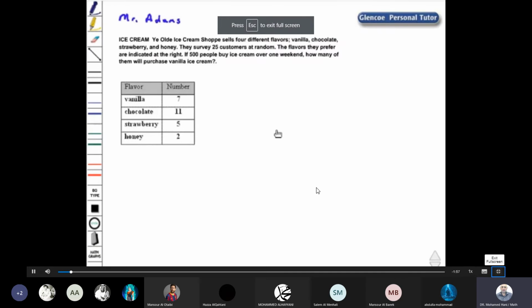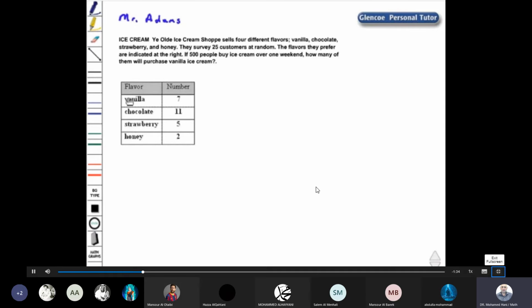Hello, I'm Mr. Adams. We're going to use sampling to predict. Ice cream. Ye Old Ice Cream Shop sells 4 different flavors: vanilla, chocolate, strawberry, and honey. They survey 25 customers at random. The flavors they prefer are indicated at the right. If 500 people buy ice cream over one weekend, how many of them will purchase vanilla ice cream?